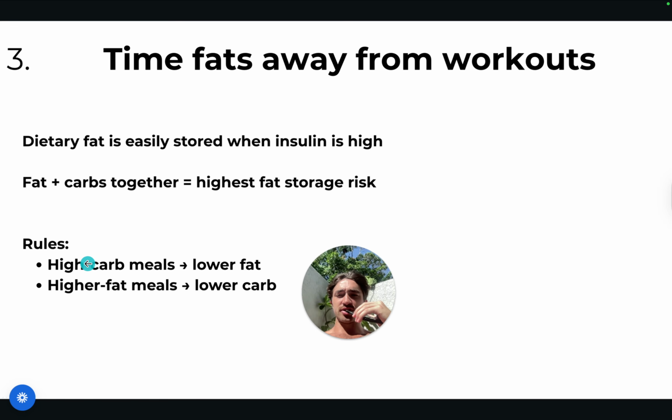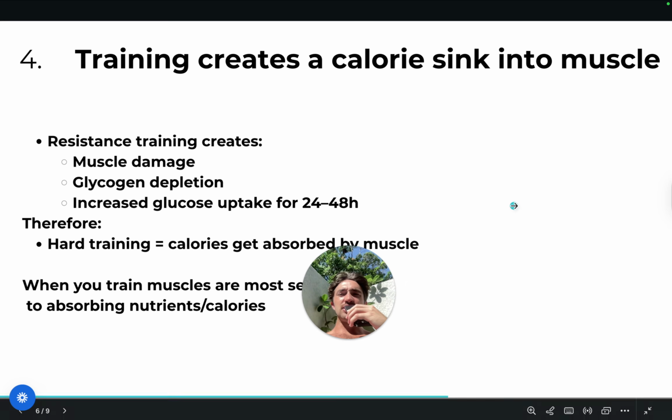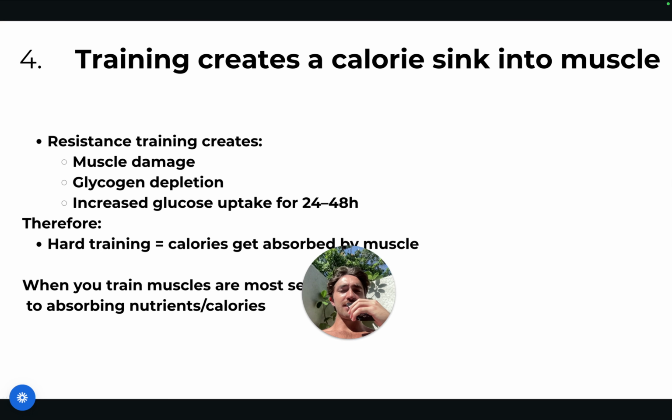So simple rules: high carb meals want to have lower fat, and those are the pre and post workout meals. Then outside of that window, away from your workouts, you want to have higher fat meals and keep the carbs lower. So basically, if you have high carbs, lower fats. If you have lower fats, higher carbs. Pretty simple.